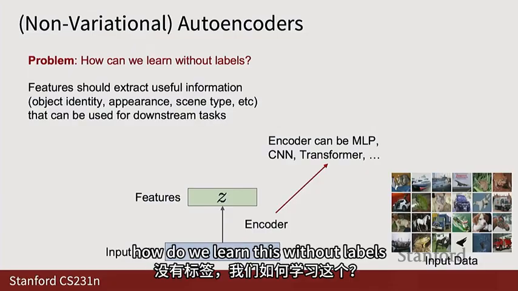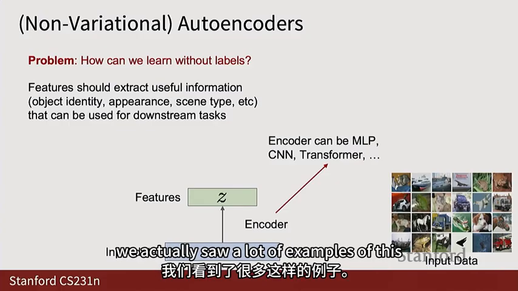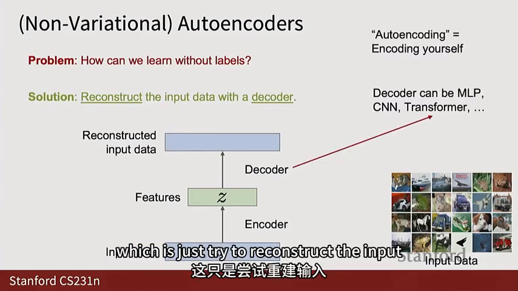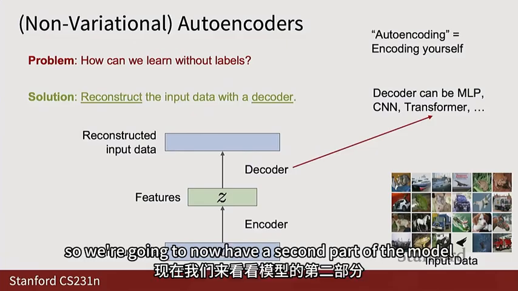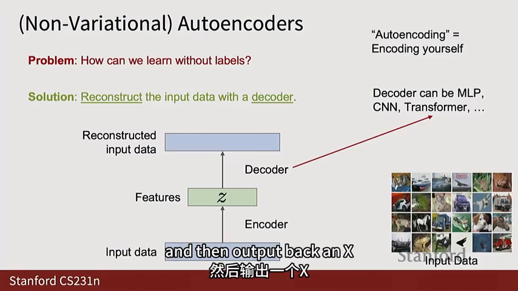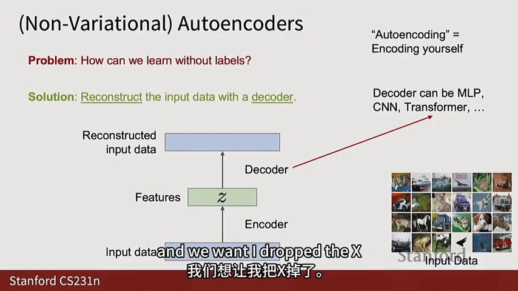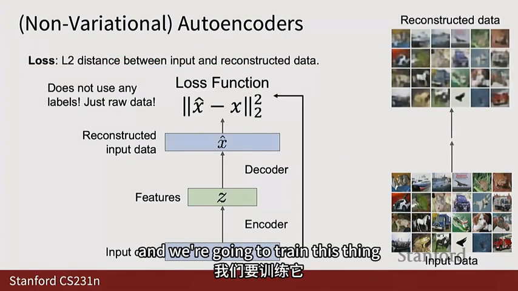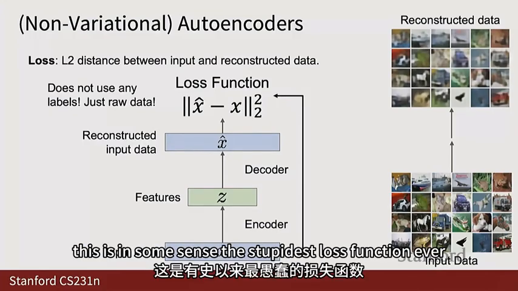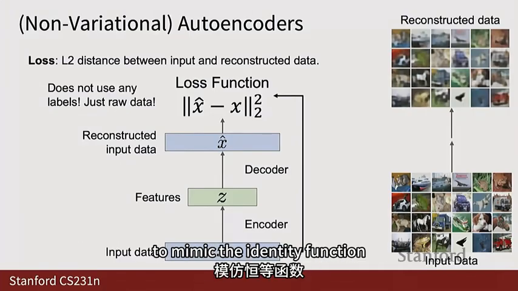And then the question is, how do we learn this without labels? We actually saw a lot of examples of this in the previous lecture, but there's a very simple one, which is just try to reconstruct the input. So we're going to now have a second part of the model called the decoder, which is going to input the Z and then output back an X. And we're going to train this thing so that the output from the model should actually match the input. This is in some sense the stupidest loss function ever. We're just training the model to mimic the identity function.